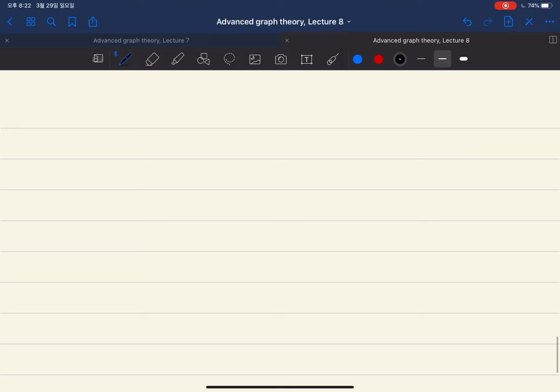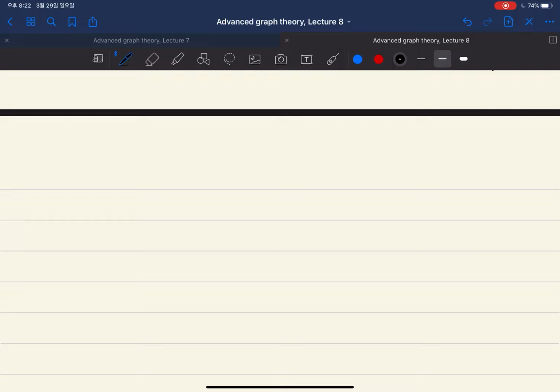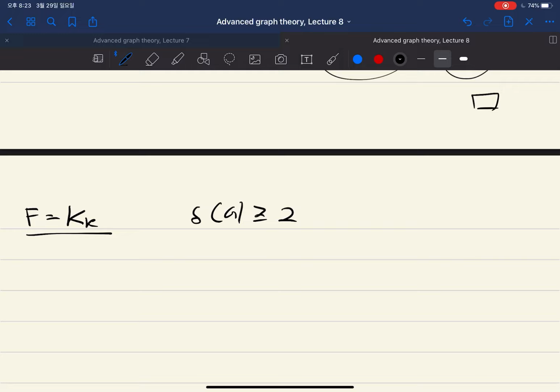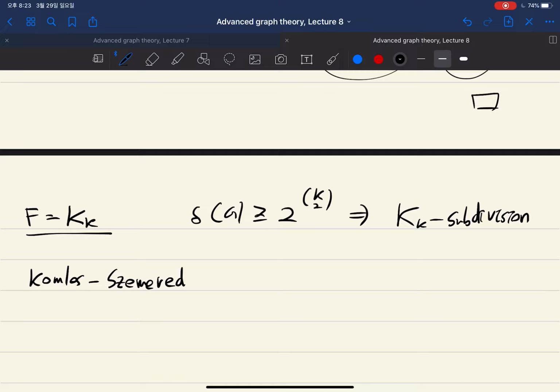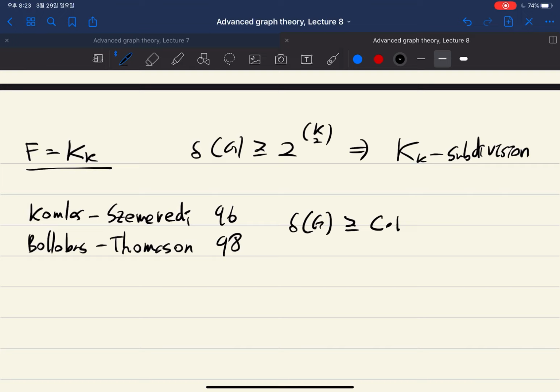Then the next question is how good this bound is. Quantitatively, is this 2 to the m enough? Let's just consider the case where F is a complete graph on k vertices. Then the above says that minimum degree at least 2 to the k choose 2 gives us a K_k subdivision. And Komlós and Szemerédi in 96, and Bollobás and Thomason in 89 proved that if minimum degree is some constant times k squared, then you can find the K_k subdivision.